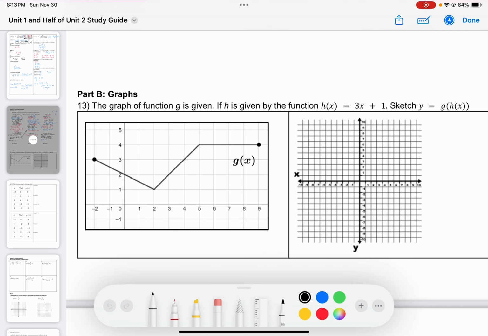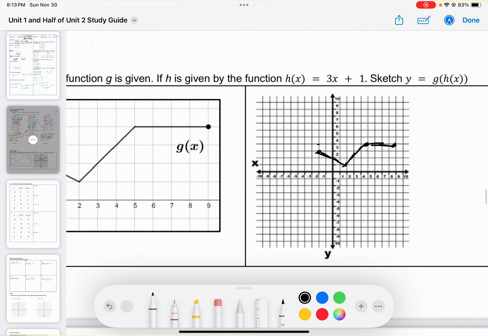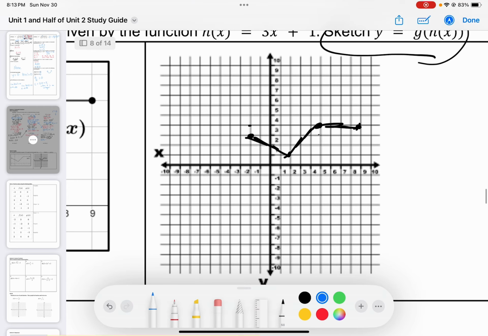Let's quickly do that again. We're at negative 2, comma 3. We are at 2, comma 1. 5, comma 4. And 9, comma 4. Okay. So let's connect those together. All right, so I've brought the g of x over here. We want to sketch this. And so, yeah, we've got to multiply by 3 and add 1.